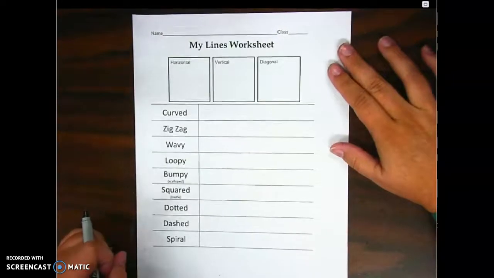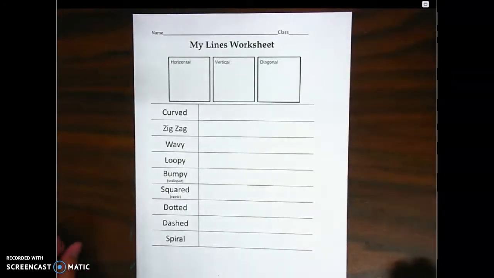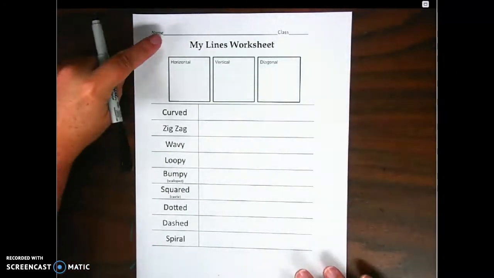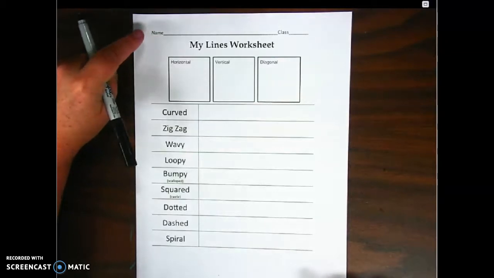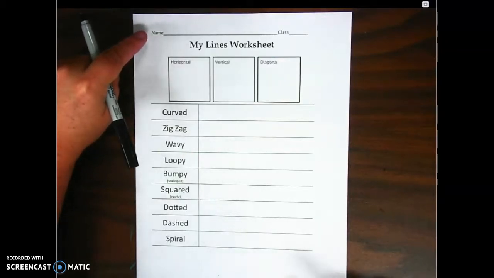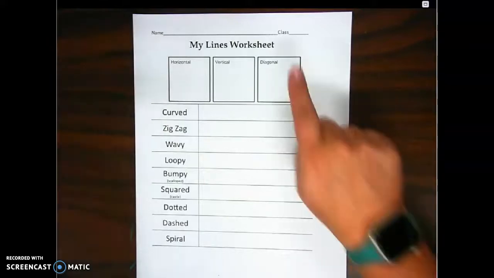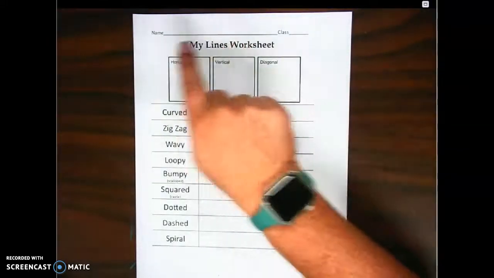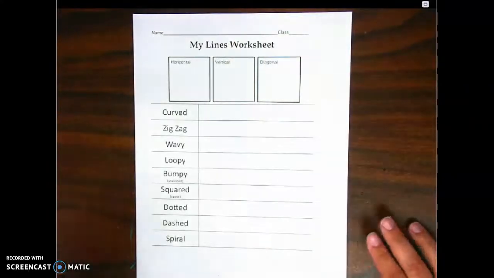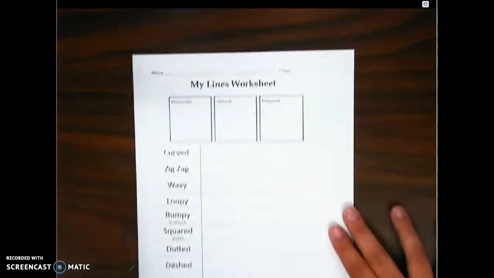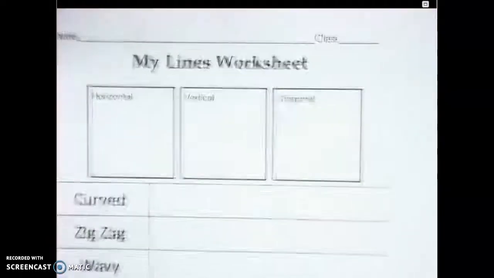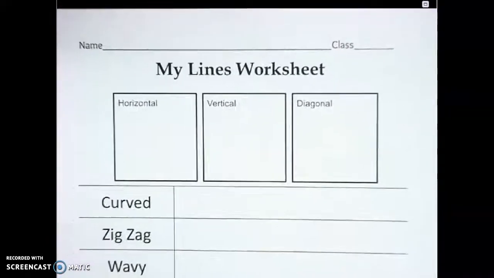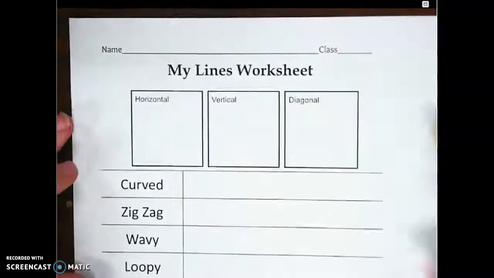The first thing that I need you to do is go to the top of this worksheet and write your name next to the word name. You can write your class code next to the word class right at the top. Now let's zoom in so we can fill out this together.